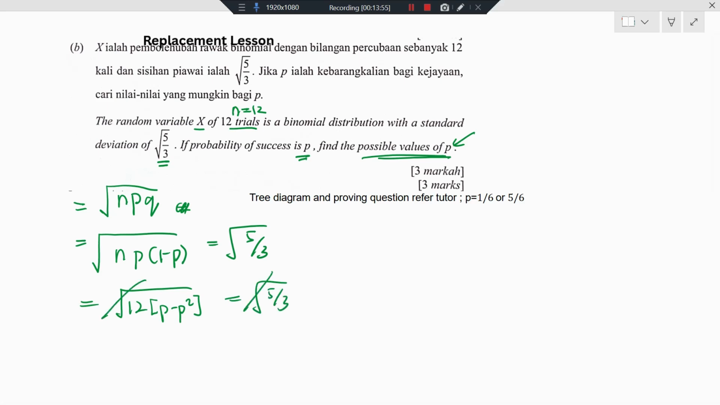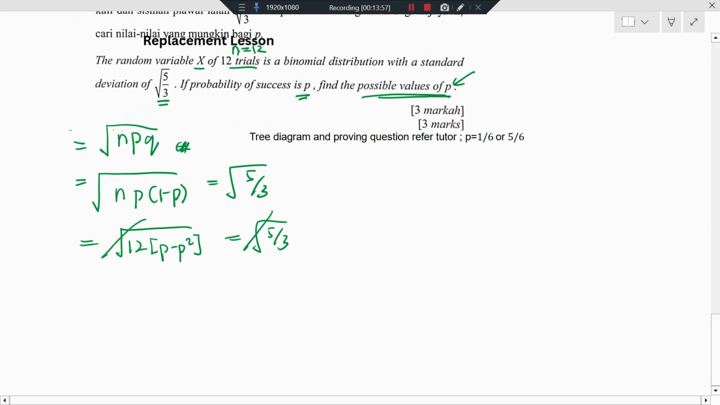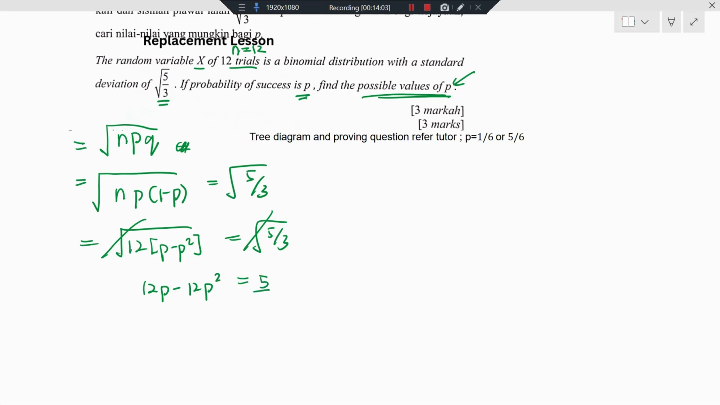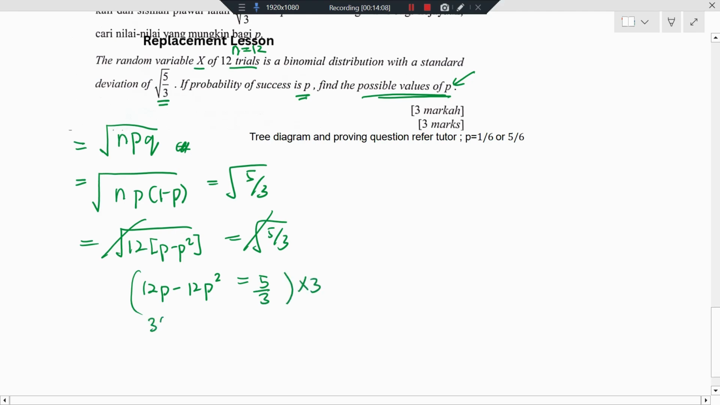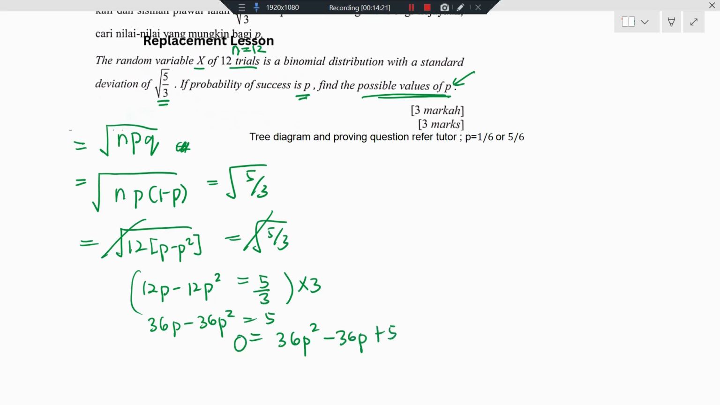Remove the square root on both sides. So 12P minus 12P squared, I multiply in, is equal to 5 over 3. And let's multiply this by 3. 36P minus 36P squared is equal to 5. And then make everything on one side. 36P squared minus 36P plus 5 is equal to 0. And we try to factorize it with our calculator. It's a quadratic, right?